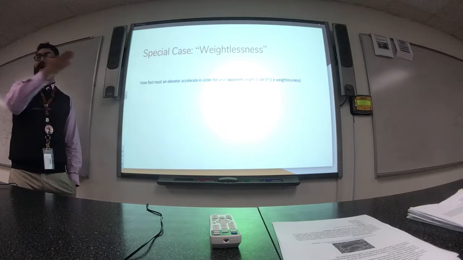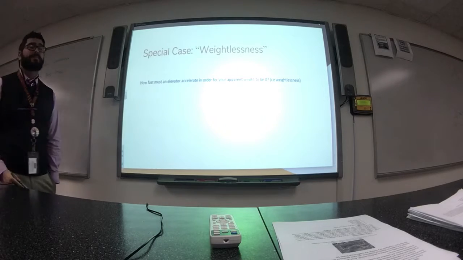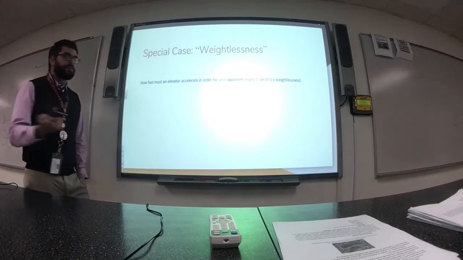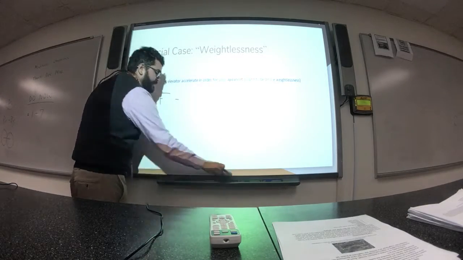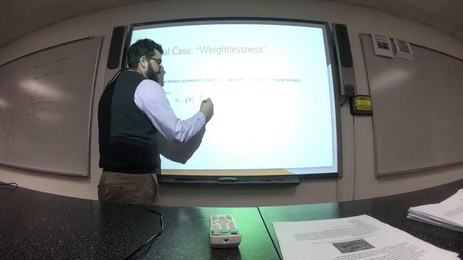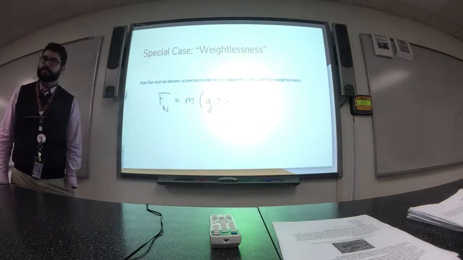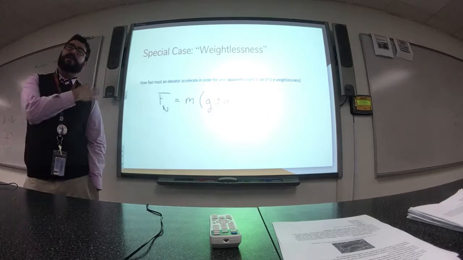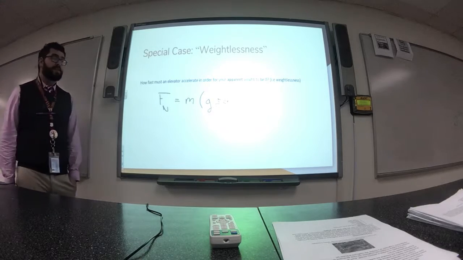What variable did we have in our equations that represented our apparent weight? Fn. Fn equals mg plus or minus something. That's really what we got, right? So if I want to be weightless, that means that I feel how much Fn? Zero. I feel no Fn. I'm floating. I'm not even touching the ground.